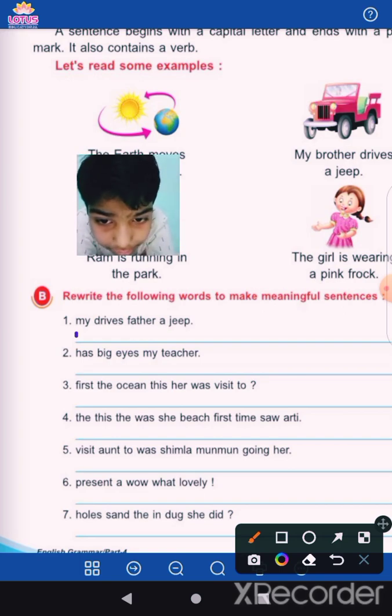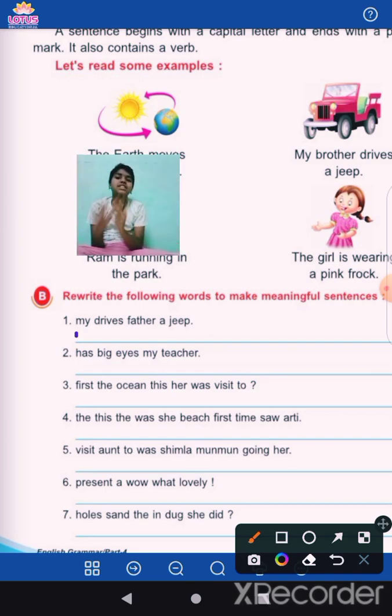My father should come first. See, in a sentence, first will be the subject. My father is the subject. Then the verb and then the object. And then a punctuation mark. So my will be capital. I will just say it, not write it. You can do all the remaining ones.